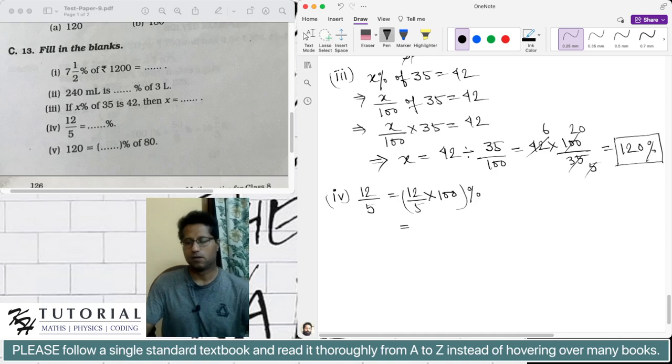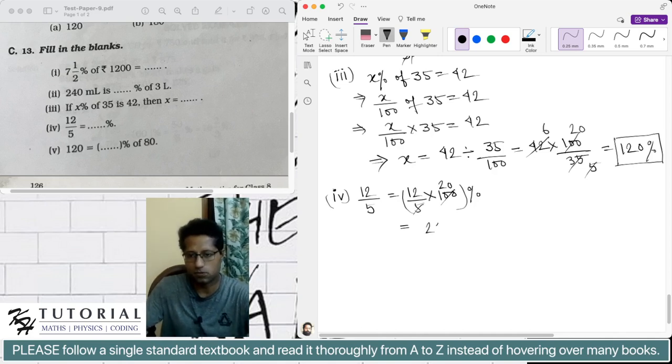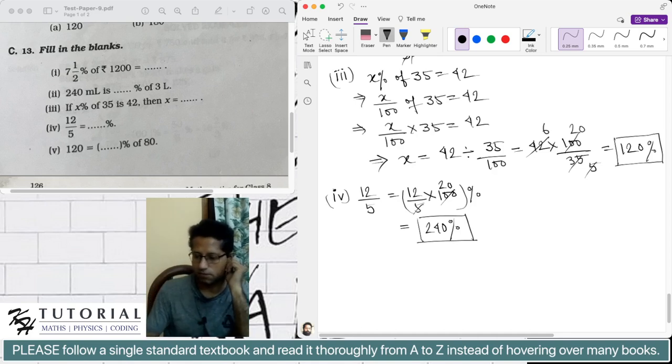12 by 5 multiplied by 100 is 5 cancels 100 with 20. 12 into 20 is 240. So it is 240 percentage. That is 12 by 5. The fraction 12 by 5 when expressed as a percentage is 240 percentage.